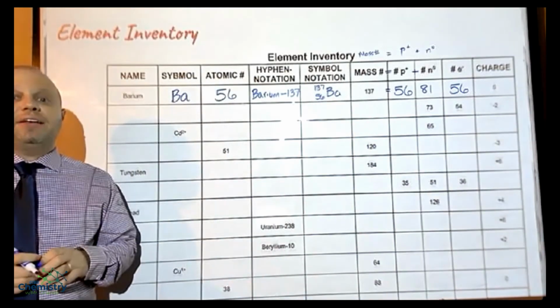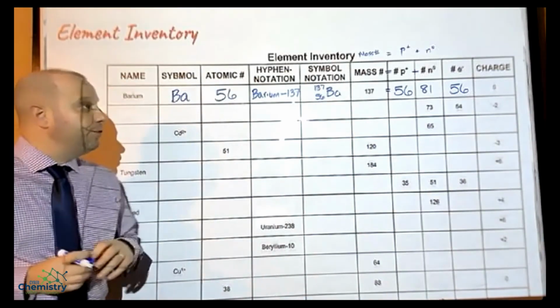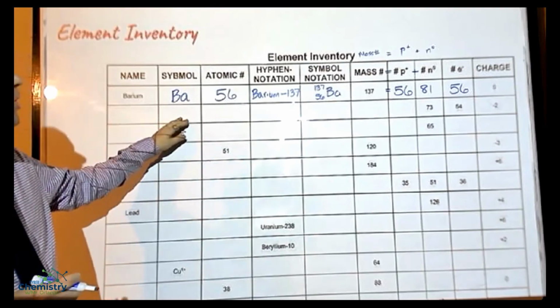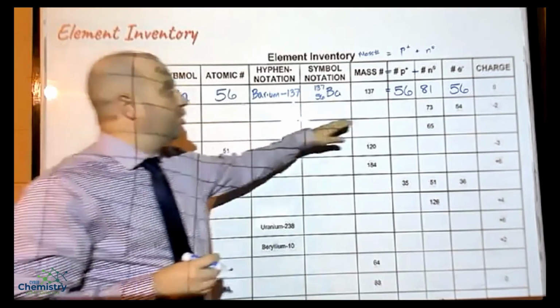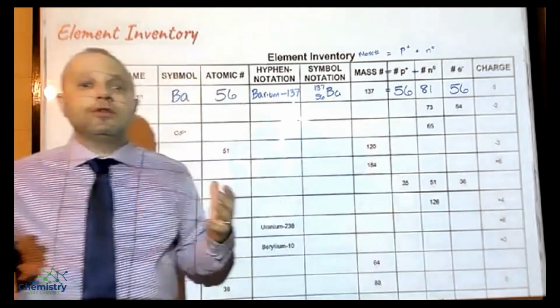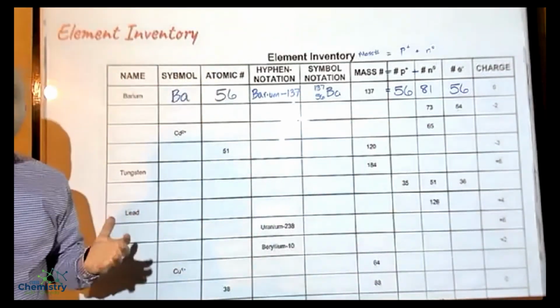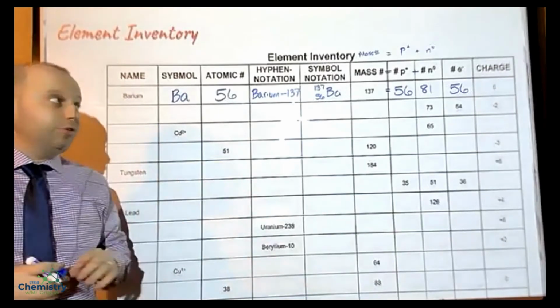Okay, let's take a look at a second example. If you notice, in the second example, you're not told what element it is, you're not told the atomic number, you're not told the number of protons, so somehow you have to figure out what element this is using other things at your disposal.